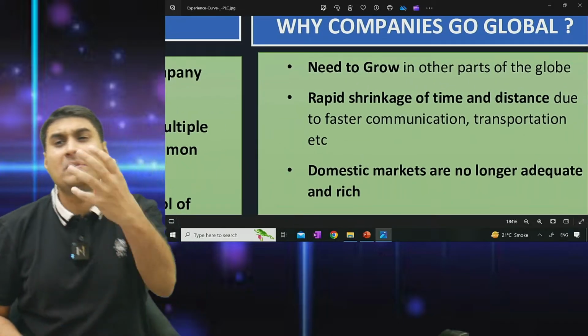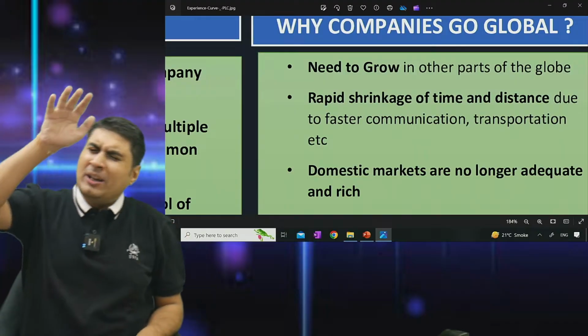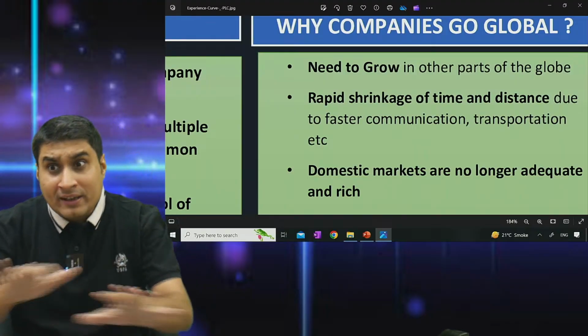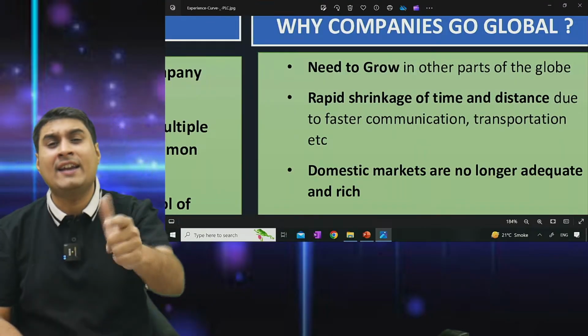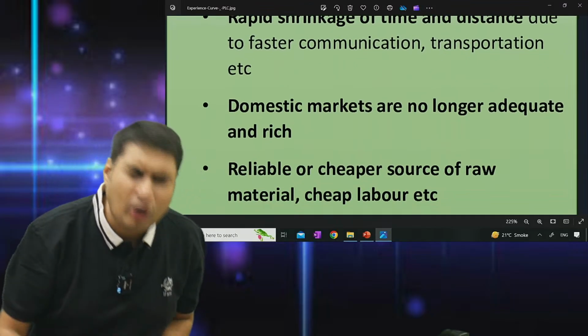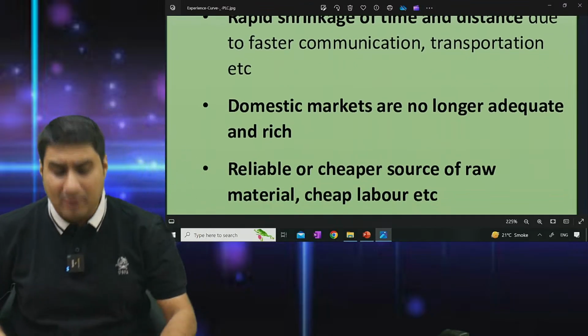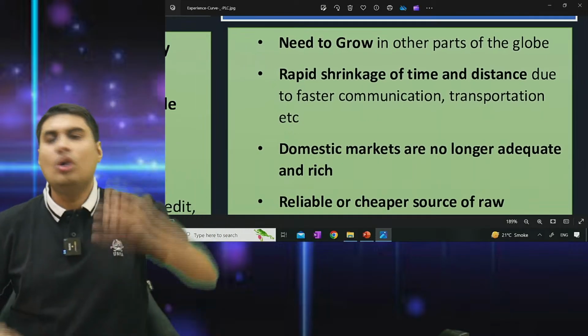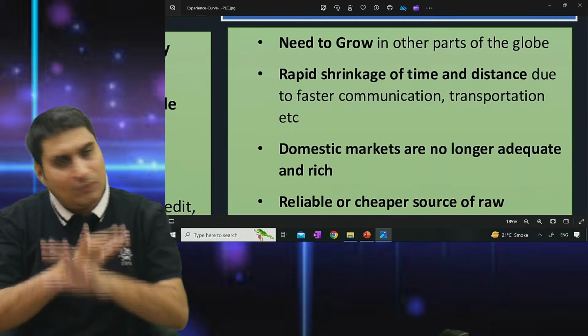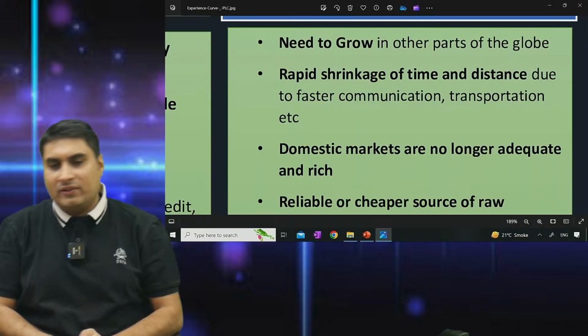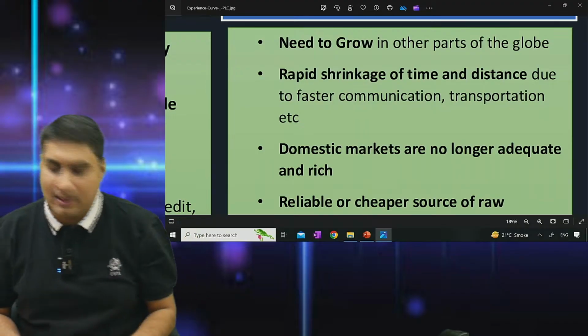Let me speak. Why do companies go global? Need to grow. Rapid shrinkage of distance and time. Domestic markets are no longer adequate and rich. Reliable or cheaper raw material or labor. Clear till here? Need to grow. Rapid shrinkage of distance and time. Domestic markets are no longer adequate. Reliable or cheaper raw material and labor.